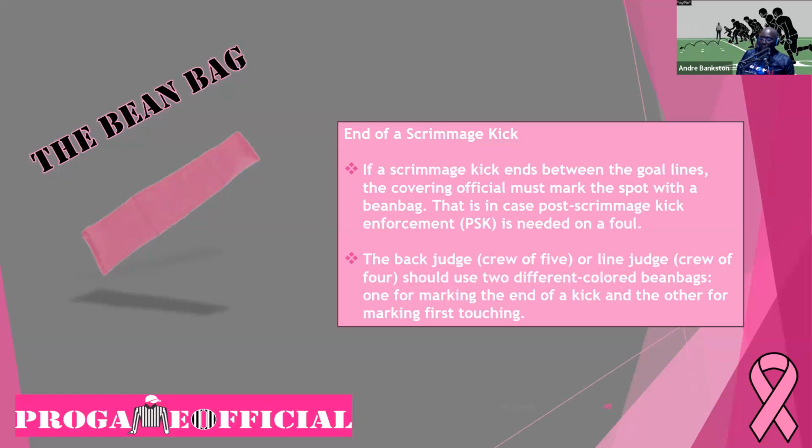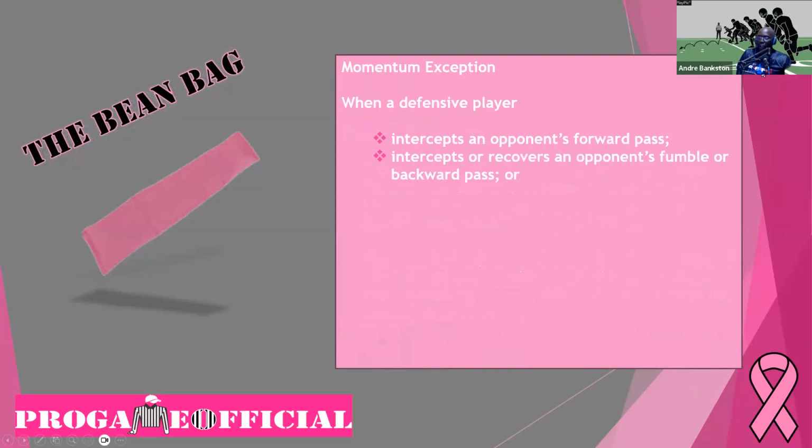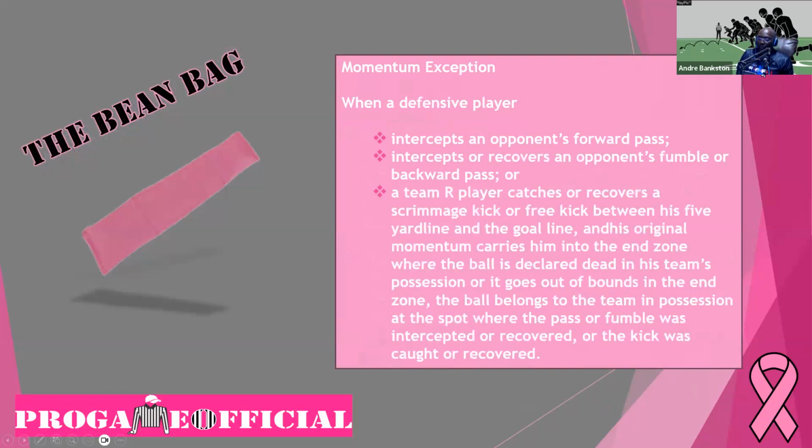All right. So again, the back judge in a crew of 5, or the line judge in a crew of 4, should use 2 different color beanbags, one to mark the end of the kick and the other to mark first touching if needed. So you should be carrying 2 beanbags in 2 different colors if you work the line judge position. And again, we just talked about the momentum exception. You'll use the beanbag for that as well.